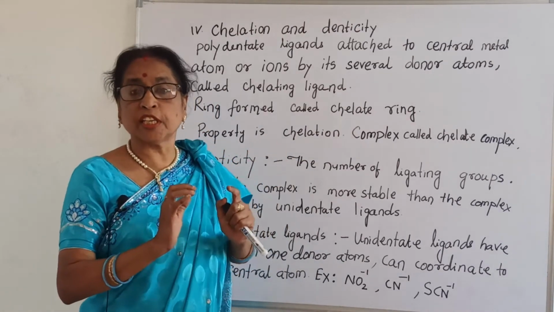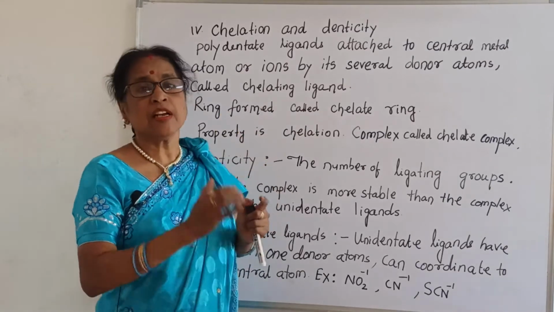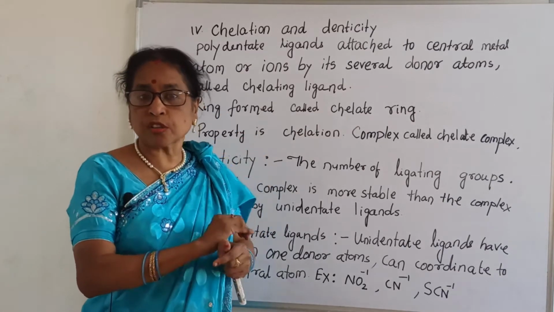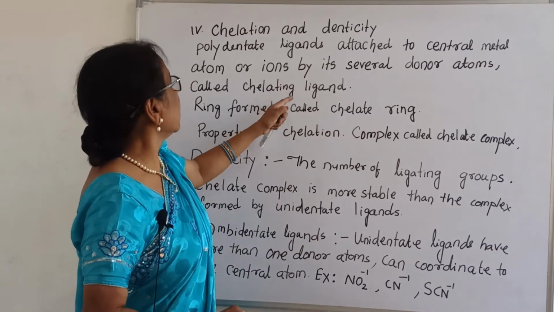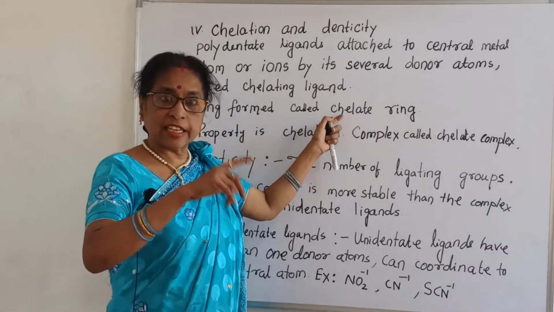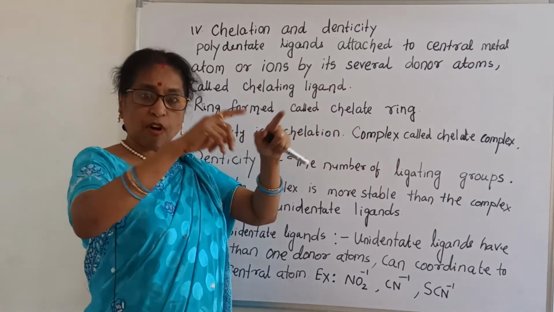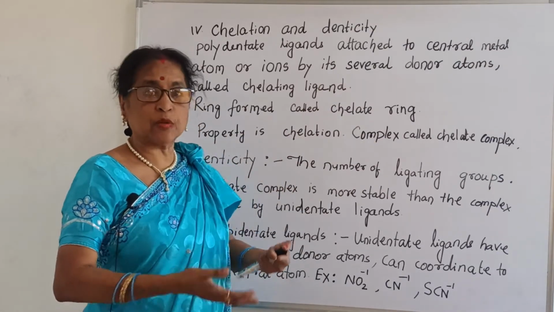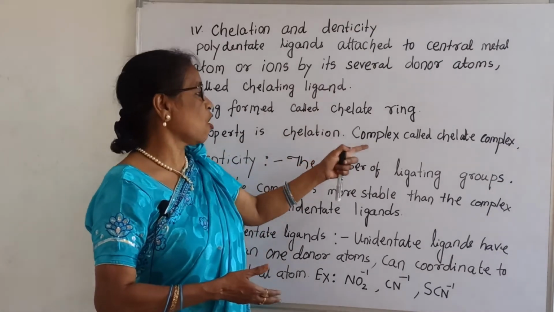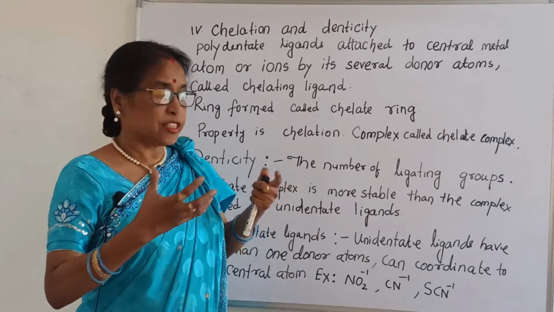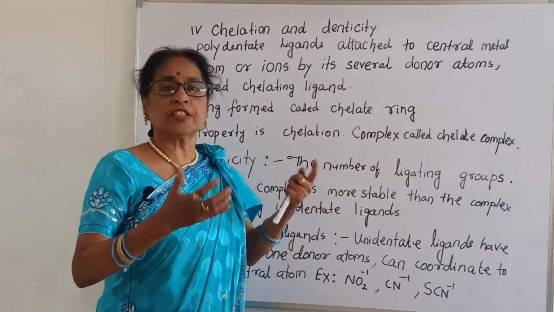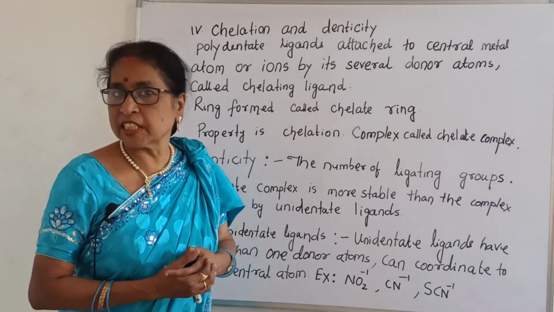How is it attached? Chelation. Actually, chelate means claw. That means it looks like a claw structure. That is why it is called chelating ligand, and the ring is called chelate ring, and the property which we see is called chelation, and the complex is called chelate complex. I hope it is clear.